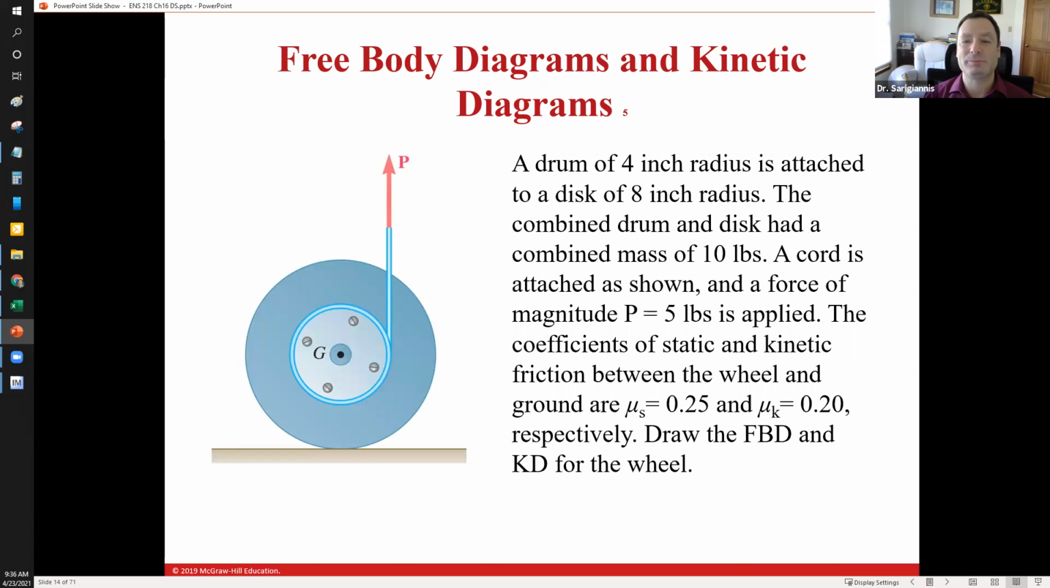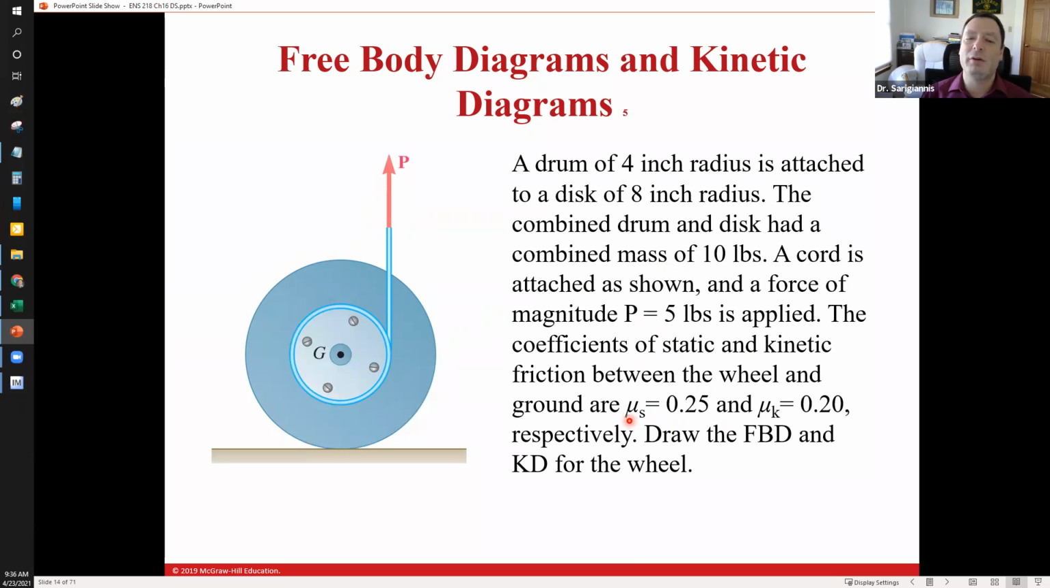All right, there's another example. Here's a drum, 4-inch radius, attached to a disc of 8-inch radius. It tells you the combined mass is 10 pounds. It tells you there's a cord attached, and there's a force of 5 pounds applied. Now notice here, the coefficients of static and kinetic friction between the wheel and the ground are given.